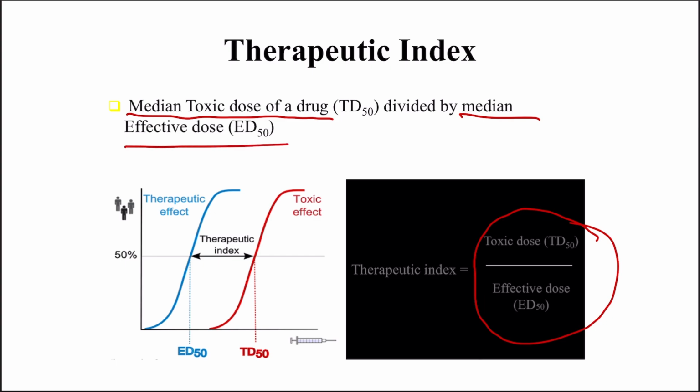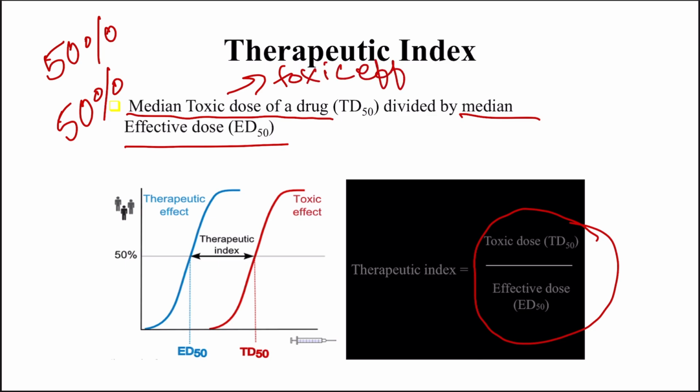So what is this median toxic dose and median effective dose of a drug? Median toxic dose is the dose of the drug that produces the toxic effect in 50% of the population, whereas the median effective dose is the dose of a drug that produces the therapeutic effect in 50% of the population. So in both cases we are considering 50% of the population, but in one it is producing the toxic effect, whereas in the other it is producing the therapeutic effect.